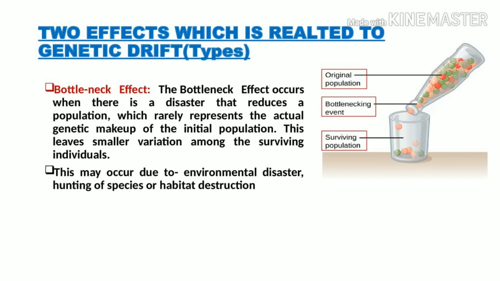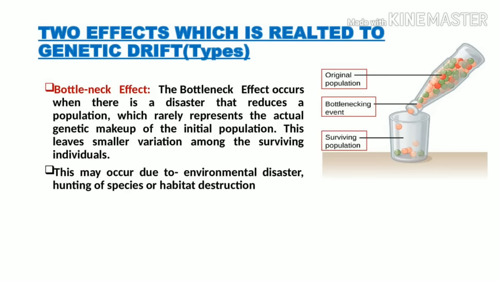So in this way the overall allele frequency got changed in the surviving population if we compare this surviving population with the original population. So I am expecting that you have understood the meaning of that line, that reduced population will really represent the actual genetic makeup of initial population, and this is a very important concept regarding genetic drift.